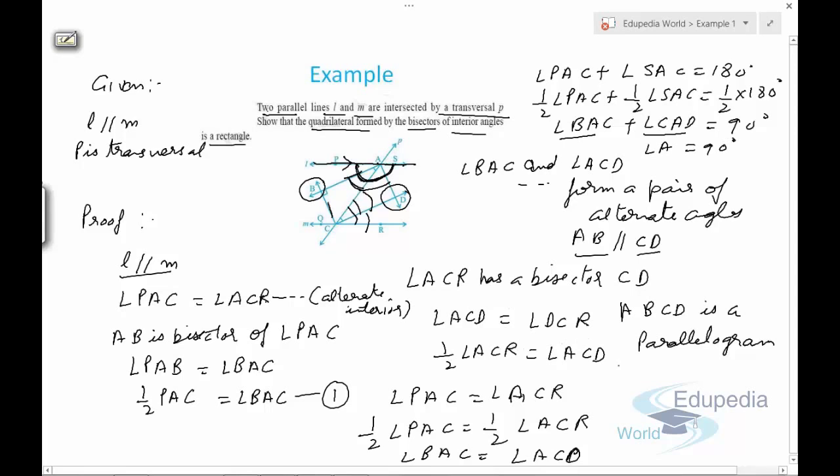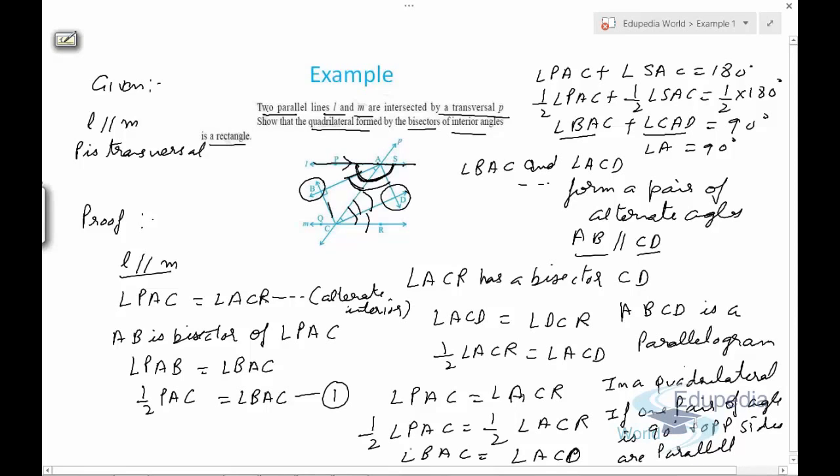Now, in a quadrilateral, if one pair of angles is 90 degrees and opposite sides are parallel, then it's a rectangle.